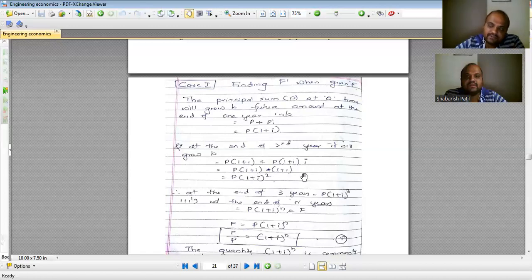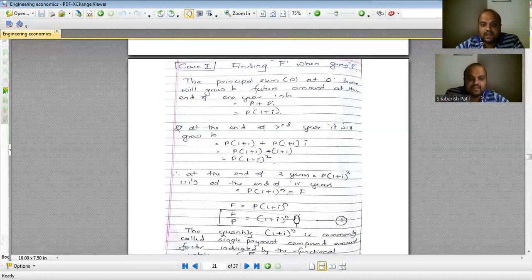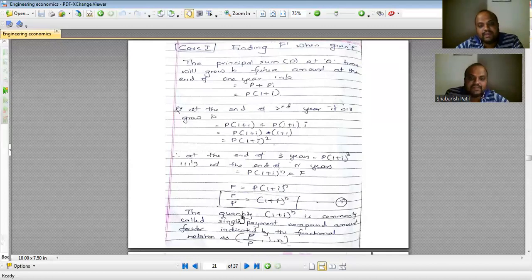Similarly, at the end of third year, it will be P into 1 plus I raised to 3. At the end of fourth year, it will be P into 1 plus I raised to 4. So at the end of nth year, my future value is going to be equal to P into 1 plus I raised to n. So F is equal to P into 1 plus I raised to n, or else F by P is equal to 1 plus I raised to n.